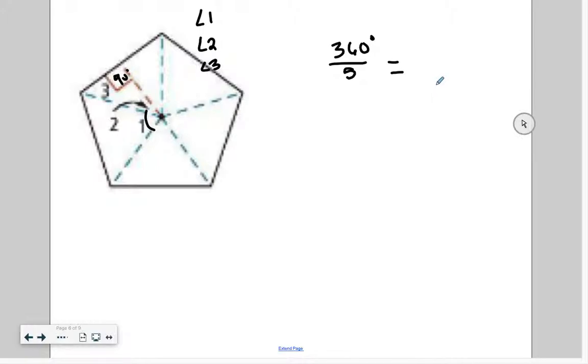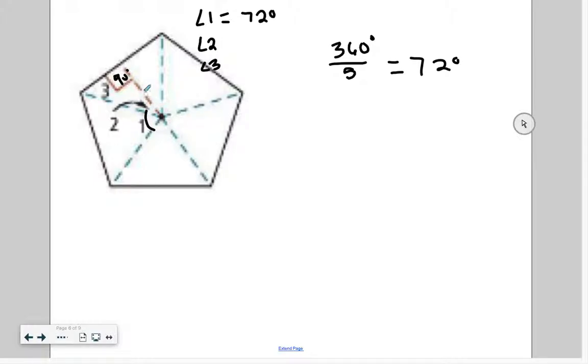I just lost track of what I was doing, guys. I'm sorry. This is problem number 1, not problem number 2. Problem number 1, page 629. So when I say 360 divided by 5, I get 72 degrees. So the measure of angle 1 is 72 degrees.